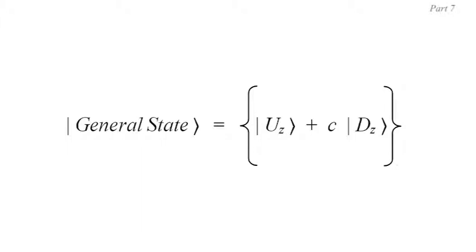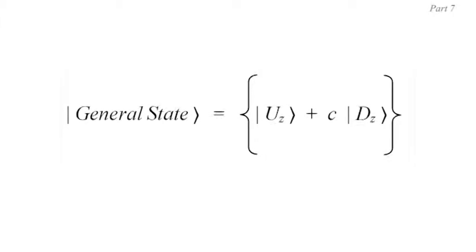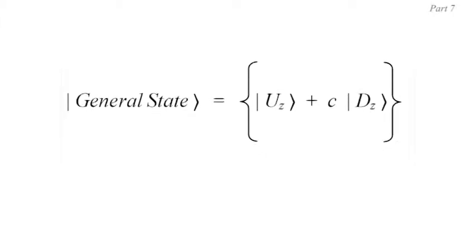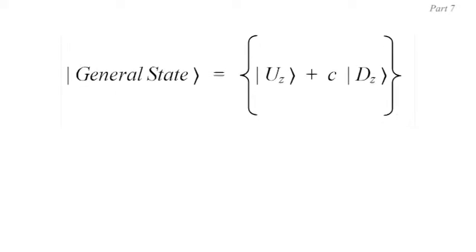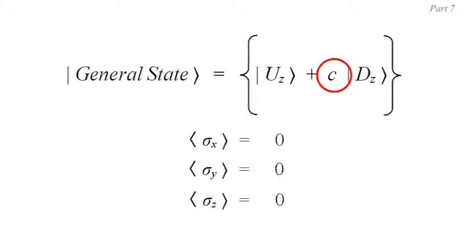We'll now ask the question: is it possible to show that we cannot have all three expectation values of the spin components of this state equal to 0, or can we find a value of this complex number C that will allow all three expectation values to be 0? Let's see how it might be done.